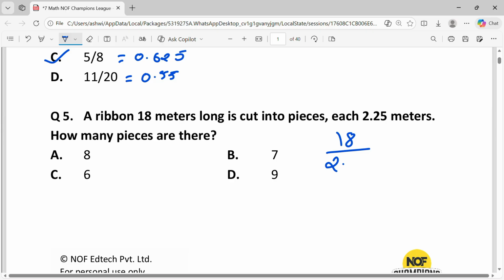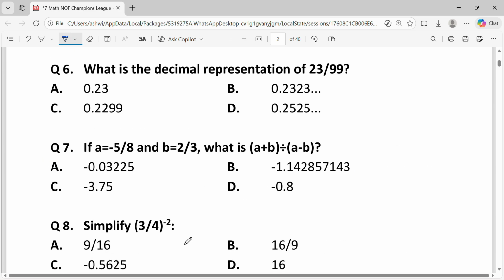Question 5. A ribbon 18 meters long was cut into pieces, each 2.25 meters. How many pieces are there? The number of pieces is total length upon length of one piece, that is 18 upon 2.25, which is equal to 8. So the answer is A, 8.